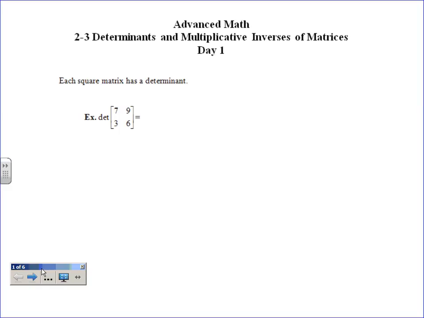The other way they can ask for determinant is to simply put what almost looks like the absolute value signs on it. That means the same thing. That means find the determinant. Again, for a 2 by 2, pretty straightforward.